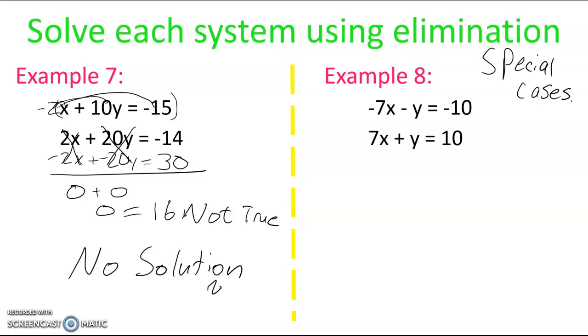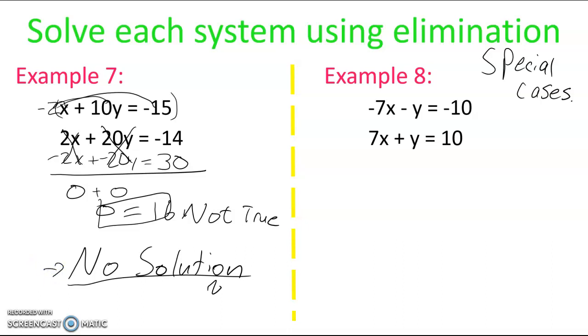Sometimes you're going to cancel out both of your variables in your system when you're using elimination, and you're going to end up with a final statement, a number equal to a number. If that final statement is true, then it's infinite solutions. But if it's not true, then it's going to be no solution, like we said right here.